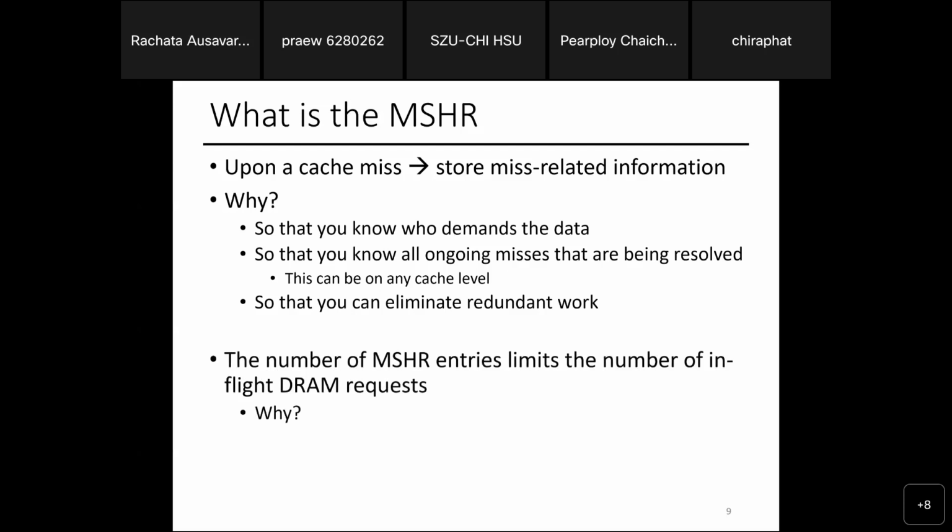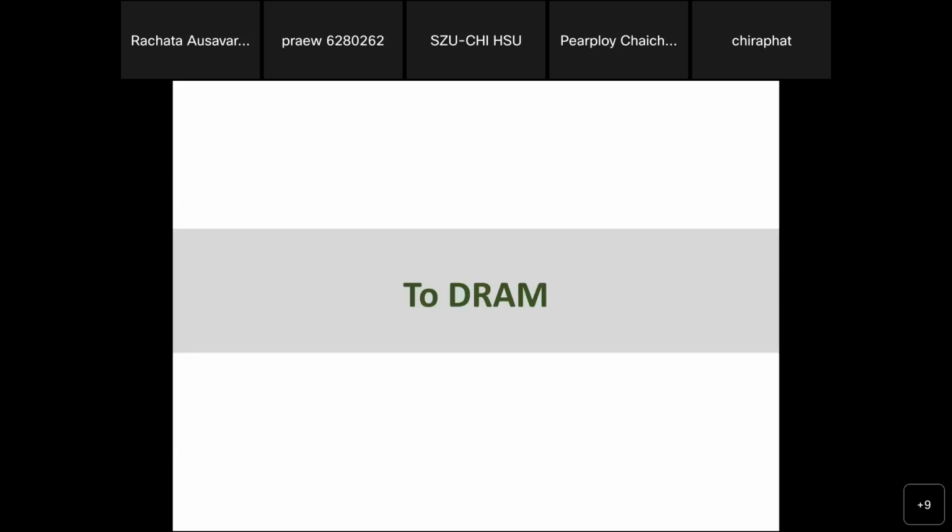And one quick thing, because we have this buffer in a cache, right? In some sense, this limits how many in-flight requests I can send to DRAM. If I'm running out of MSHR, it means that I wait until something is free before I send the request to DRAM. Okay. Now, any question before we start the majority of the rest of this class?